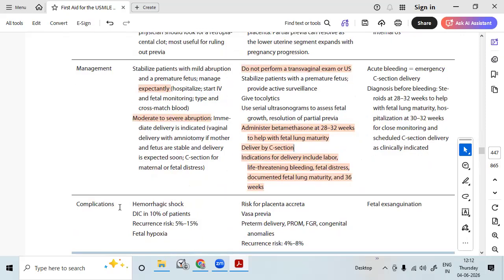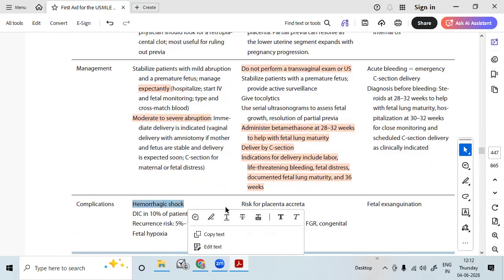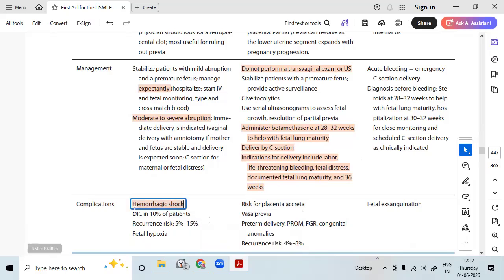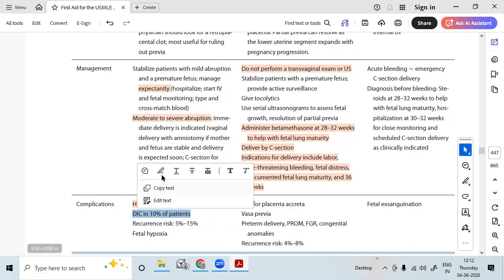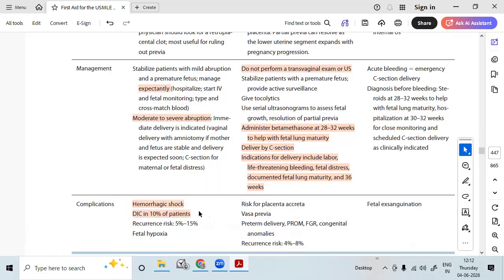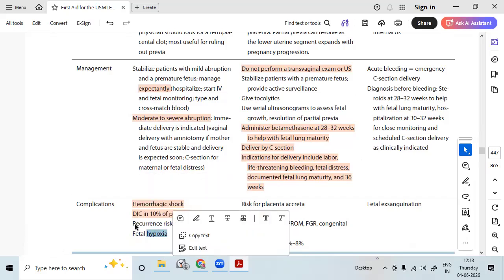We didn't do the complications of placental abruption. Obviously there's going to be a lot of bleeding, so there will be hemorrhagic shock. DIC is very common in pregnancy, and obviously here again it will be common. 10% of the patients will have it. Recurrence risk is 5 to 15%, and fetal hypoxia is present.